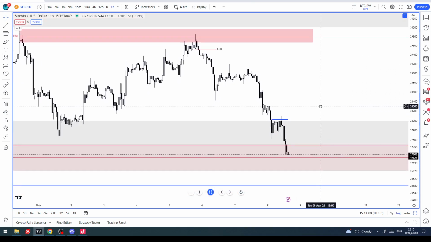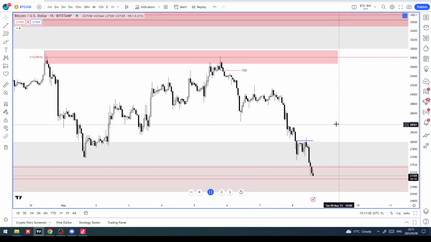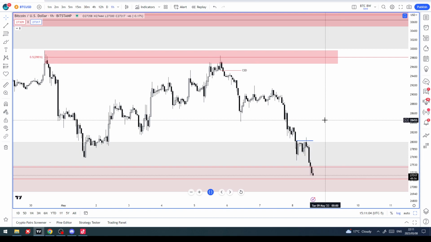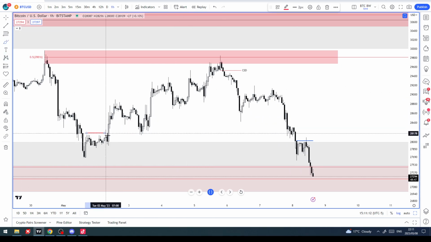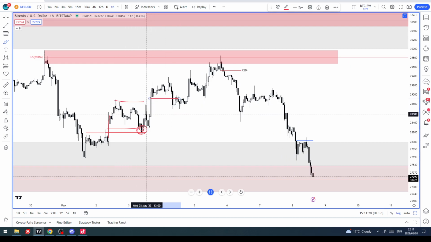Basically, this is an advanced form of the 2022 ICT mentorship model where you have lows or highs being broken, leaving fair value gaps behind. Those fair value gaps are then used to enter. So if you had highs being broken, leaving fair value gaps behind, those fair value gaps are used to enter. That's basically it, right?